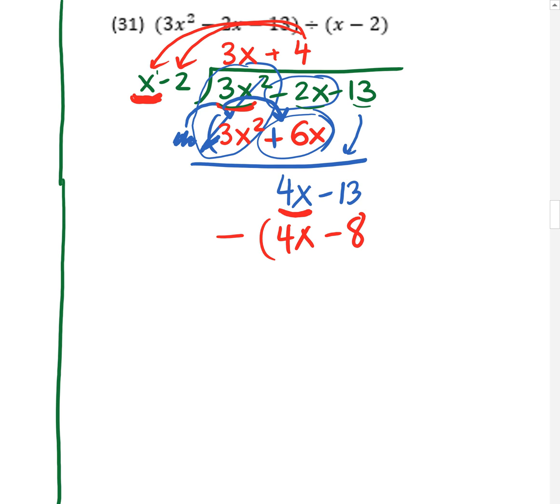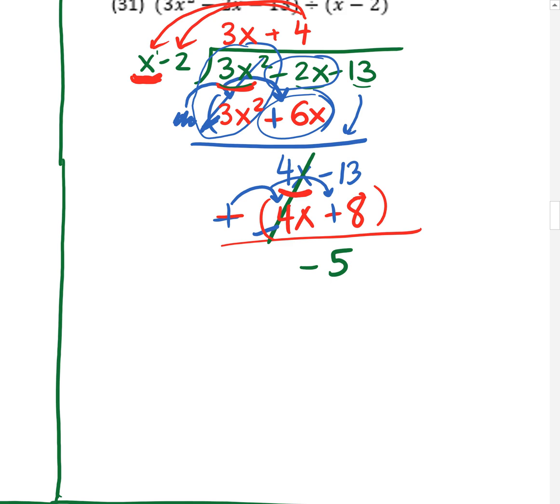And it's easy because we're almost done. I almost want to rush it, but be careful because that subtraction sign, now we're subtracting. It's meant for everyone. So he gets to go to the 4x, making 4x negative. He gets to go to the 8, making 8 positive. And then combine vertically. 4x minus 4x is nothing. Negative 13 plus 8 is negative 5. So that must be our remainder.